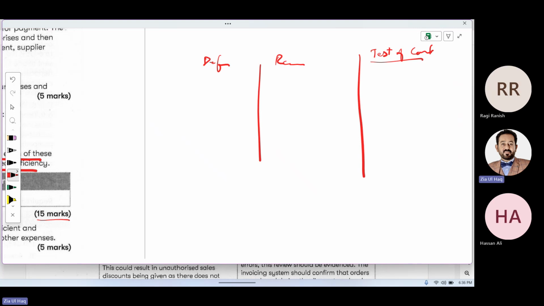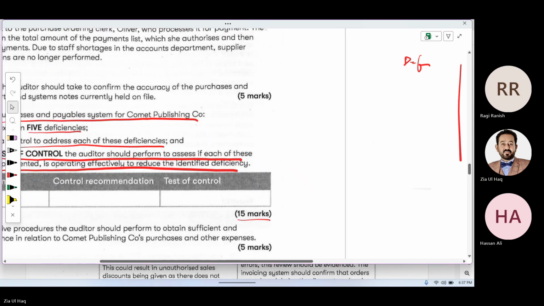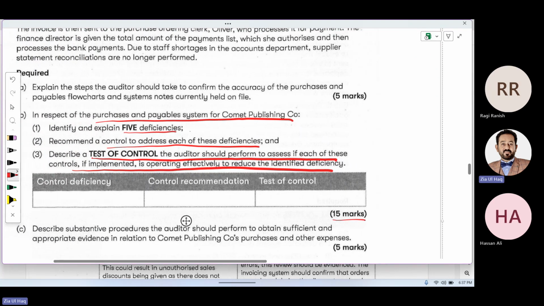Test of control evidence will be sought by observation, by inspection, or if they are documents, select a sample of documents and test for evidence of the control. This part is a bit tricky. Weaknesses and recommendation are the easy part. Writing the test of control regarding the control you have recommended is a little bit tricky. So let's discuss this question. For 15 marks, this means 5 marks for deficiencies, 5 marks for recommendation, and 5 marks for test of control.